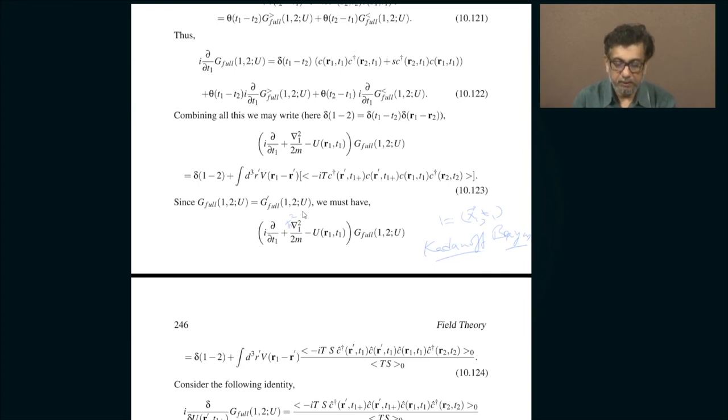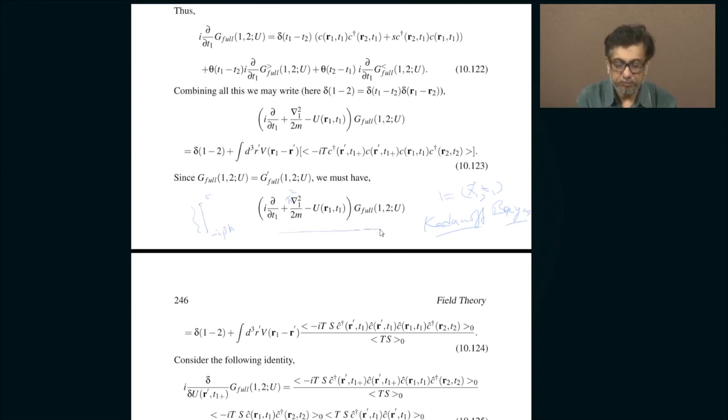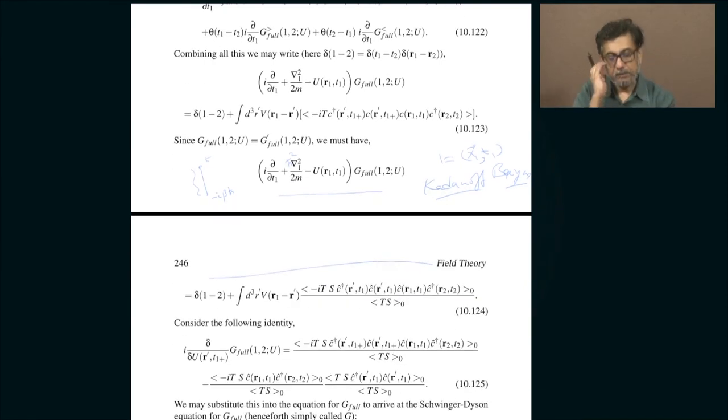So the bottom line is that this Green's function, which is now defined, remember that the time ordering is now still on the imaginary axis. So all these times t1, t2, they all live on the imaginary axis between t equal to 0 and t equals minus i beta h bar. So this is clearly the equation of motion, that means the time evolution equation obeyed by this Green's function.